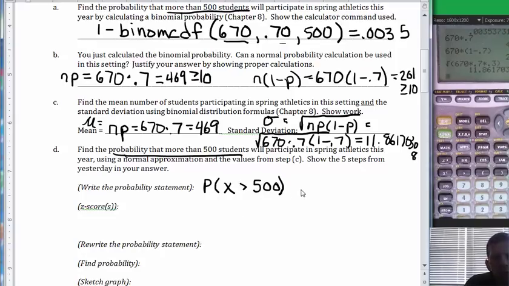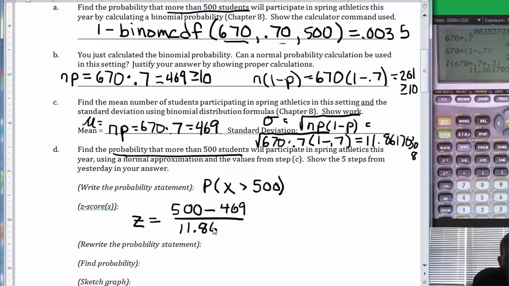I want to see where this would fall on a bell curve, so we're going to calculate the z-score, which we talked about in our previous class. We get it by taking the X value from the problem, which is 500, minus the mean, which is 469, divided by our standard deviation. And again, we haven't rounded this number. It's this 11.86170308 number.